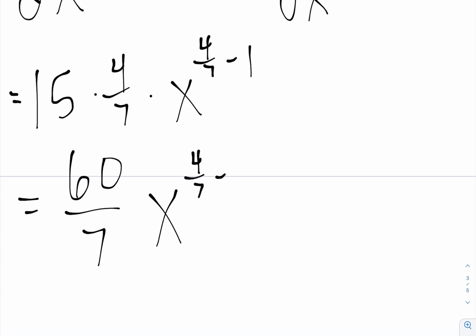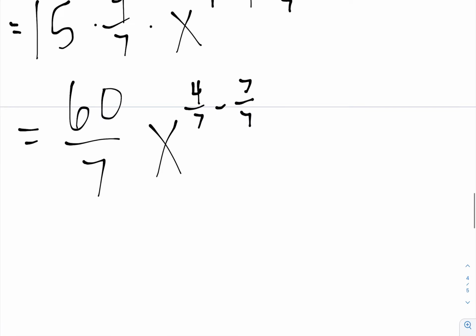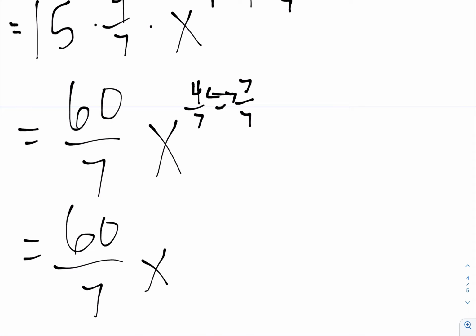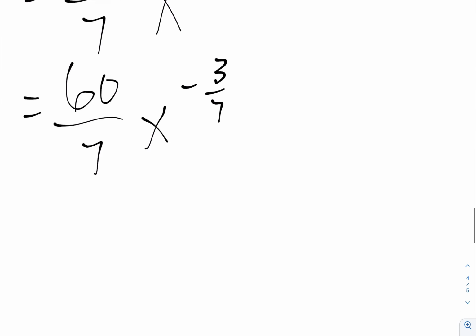Instead of minus 1, let's multiply the 1 by 7 over 7, right? So it's going to be minus 7 over 7. This is going to equal 60 over 7 x to the power of, well, 4 minus 7 is going to be negative 3. And remember, when we subtract or add exponents, the denominator stays the same. So it's going to be negative 3 over 7.